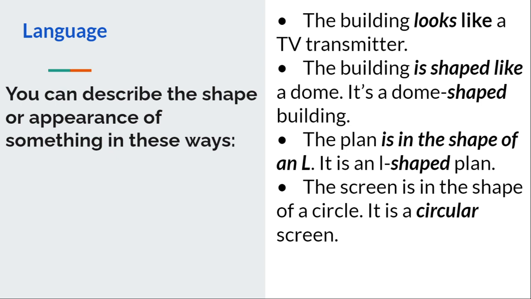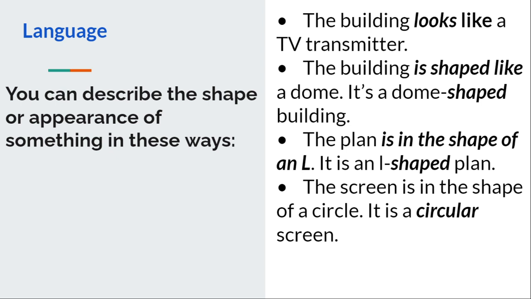First of all, you can say that the building looks like a TV transmitter. So to talk about the appearance, okay? So the building is shaped like a dome. You are characterizing the building here. You are giving it the characteristics. You are comparing it to a dome. So also we can say it's a dome-shaped building.